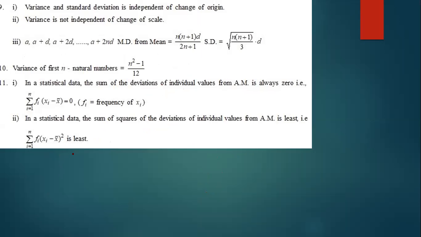Now, see, these are the formulas. All of you, please revise these formulas. Variance of the first n natural numbers is n square minus 1 by 12. Variance of the first n even natural numbers is n square minus 1 by 3. You should thoroughly revise these formulas, all of you. These are the formulas.